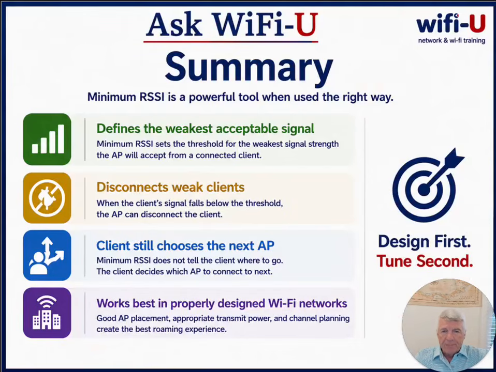Okay, so in summary, minimum RSSI defines the weakest signal you're willing to accept from a client. You can configure it on your Ubiquiti access point, and once that threshold is crossed, the access point disconnects the client, but it does not choose the next access point. This is still the client's decision. If it's used correctly, minimum RSSI can improve roaming, but if it's used incorrectly, it can create unnecessary disconnects. Like most Wi-Fi settings, it's most effective when paired with good Wi-Fi design.